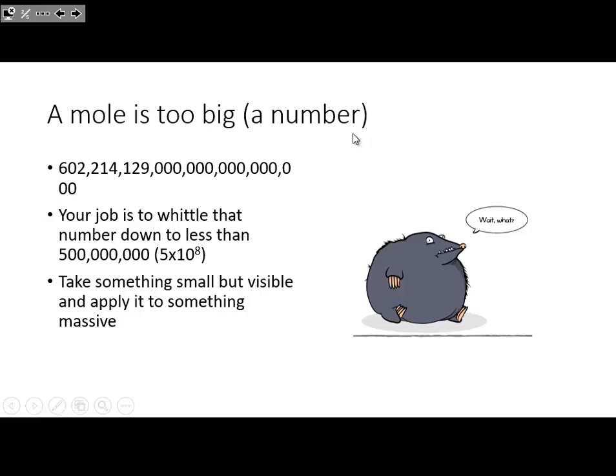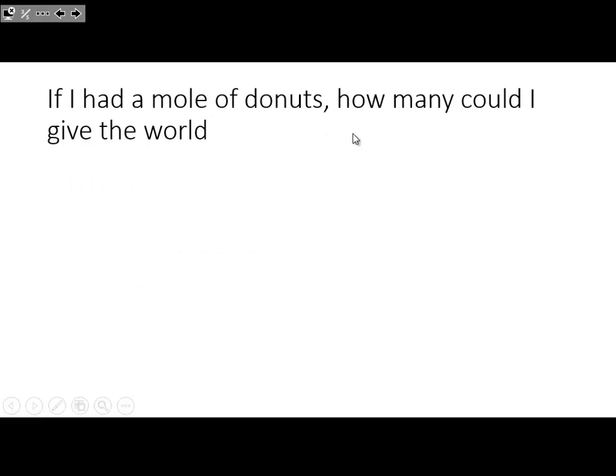So to demonstrate how to do this project, I thought I'd take a moment and do it in front of you in one of these videos. So I'm going to start with something small, being that it's the morning and you know how much I enjoy coffee. I'm going to say, what if I had a mole of donuts? How many donuts could I give every person on Earth if I had 602, or Avogadro's number, 602 sextillion donuts?